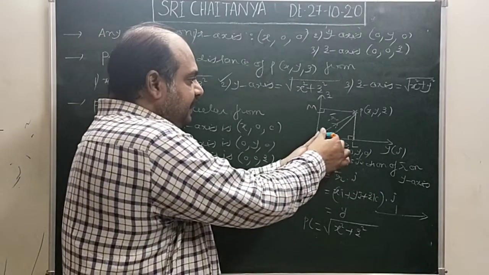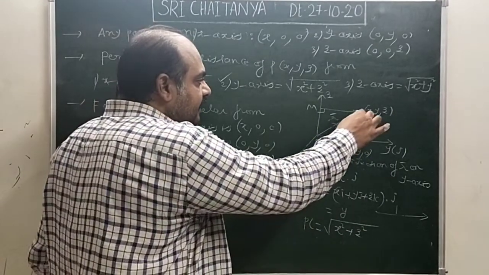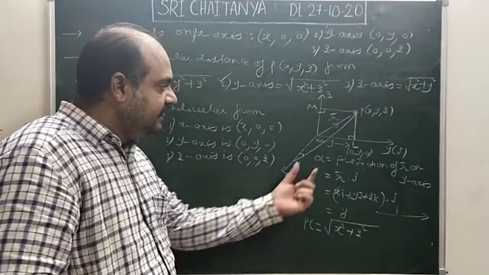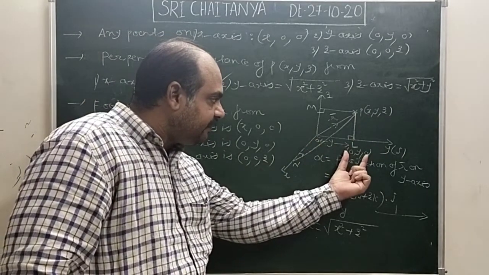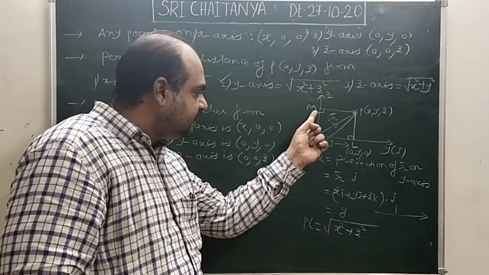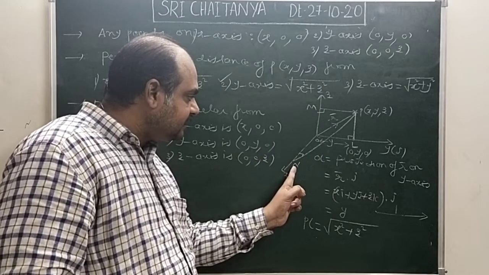Look, from P I have dropped a perpendicular. What is the foot of perpendicular? Where the perpendicular meets the line, that L point is there. This is y, therefore (0, y, 0). Similarly on the z-axis, this will be (0, 0, z). Similarly N, that is (x, 0, 0).